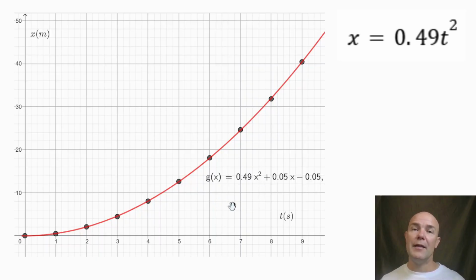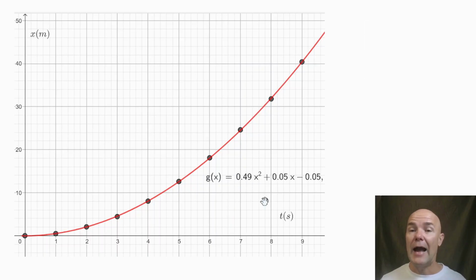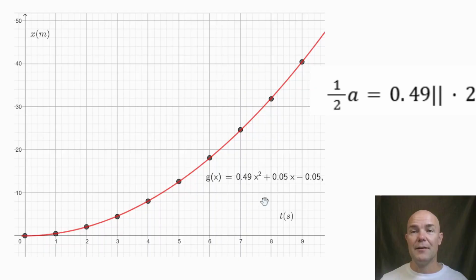And if you compare that to the mathematical model of uniform acceleration, where we have s equals half times a t squared, or x equals half times a t squared, you can actually see that this term here, this 0.49, is half times acceleration. So in this measurement, acceleration is 0.49 times 2, that's close to 1.